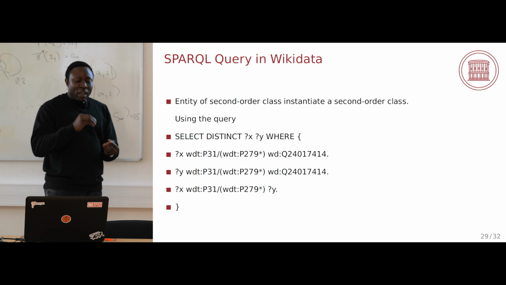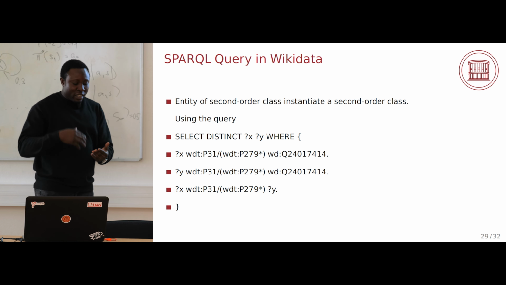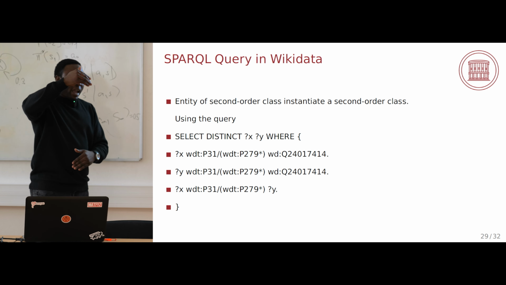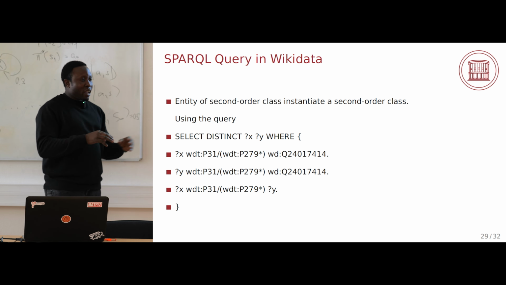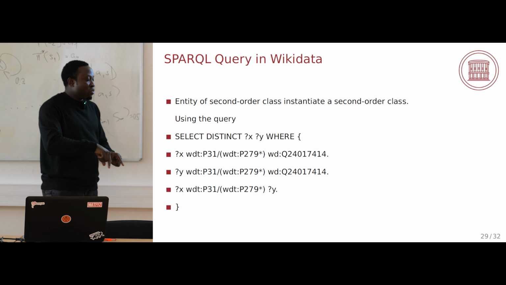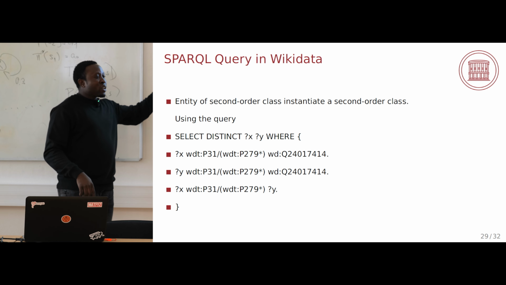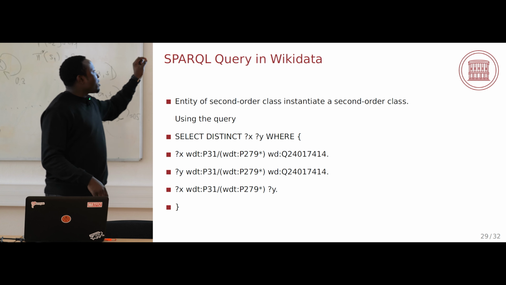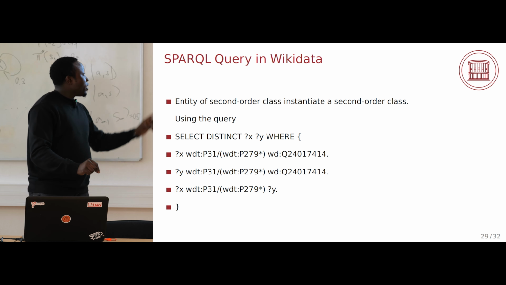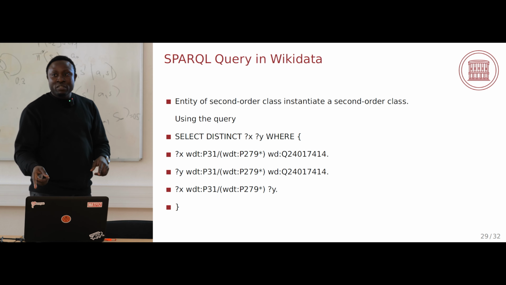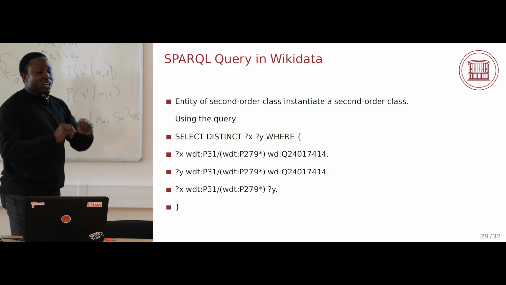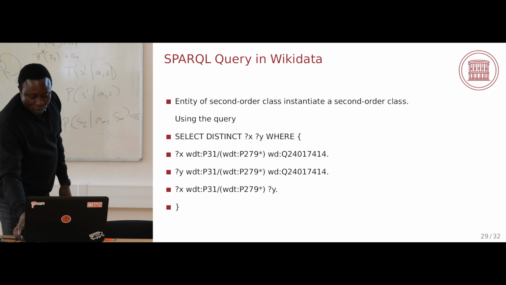But from our axiom, for a class to instantiate another class, it should be a class below that instantiates a class higher than it. But in this case, we have a class in the same level instantiating another class in that same level. And when we ran it, we found results that yes, there are classes in the structure of Wikidata, a second order class that instantiates another second order class, which shows that there is inconsistency in the representation of items in Wikidata.